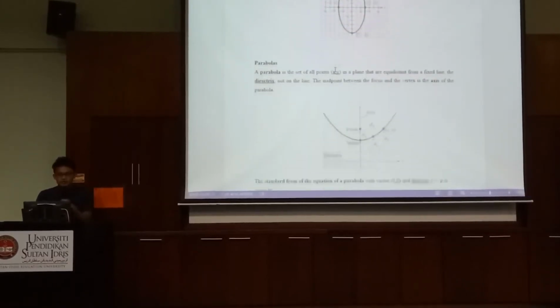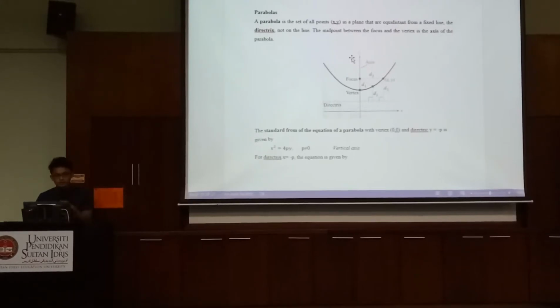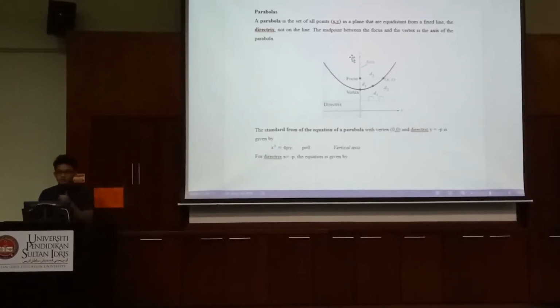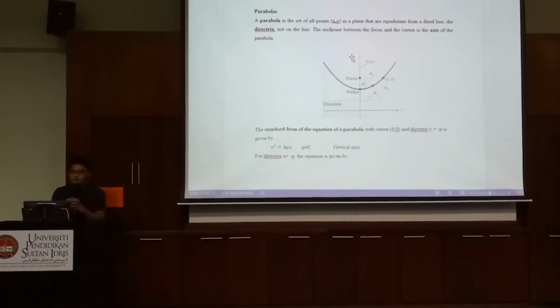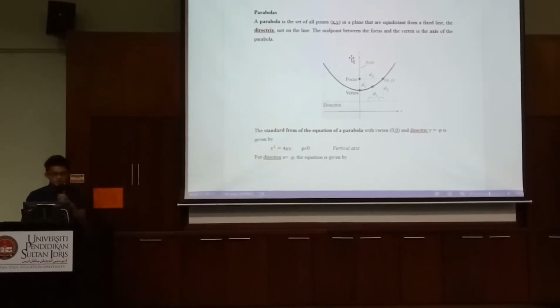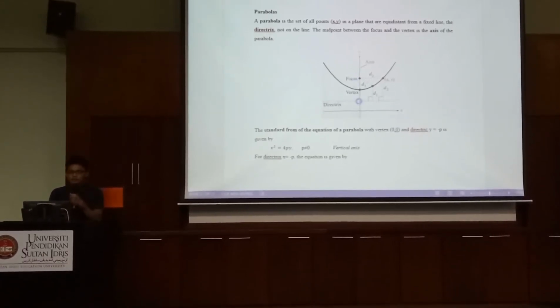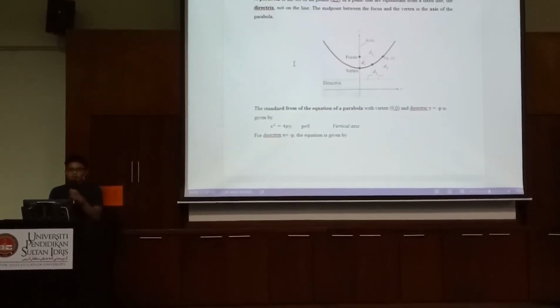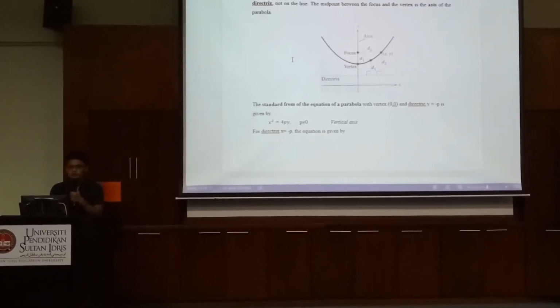Okay, next we continue for parabola. Okay, a parabola is the set of points (x, y) in a plane that are equidistant from a fixed line, the directrix, and a fixed point, the focus, not on the line. The midpoint between the focus and the directrix is the vertex, and the line through the focus and vertex is the axis of the parabola, as you can see there. Okay, this picture means the standard form of the equation of a parabola with vertex (0, 0) and directrix y equal to -p is given by this equation.